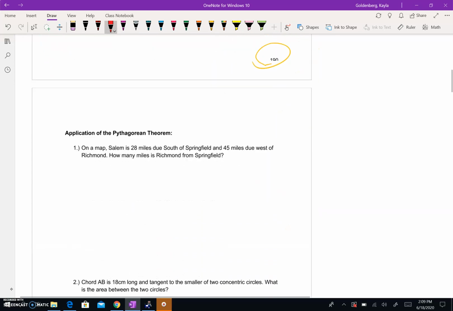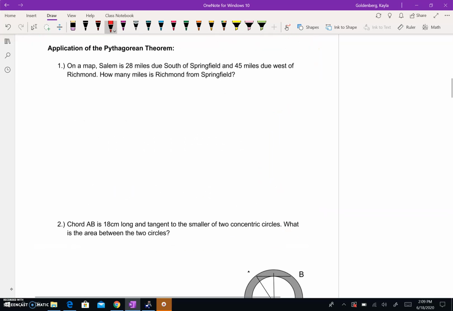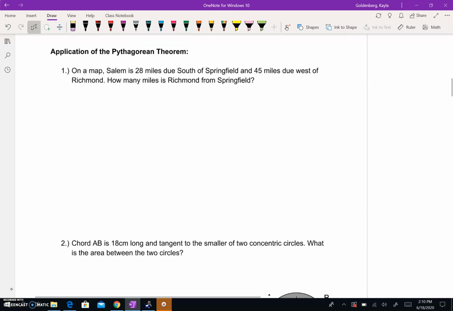Okay, so let's look at some examples. Here's a couple of quick examples. This one's real easy. On a map, Salem is 28 miles due south of Springfield, so I'm going to put Springfield, and then 28 miles south, we get Salem. It says Salem is 45 miles west of Richmond. So I'm going to make this one longer.